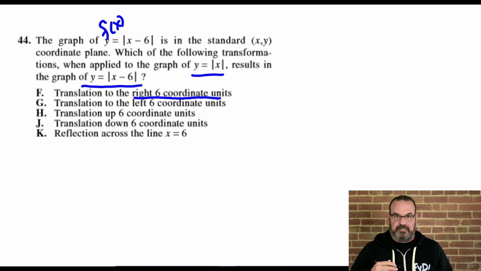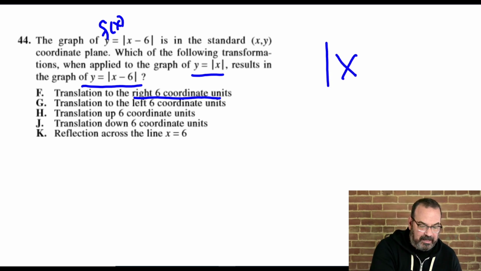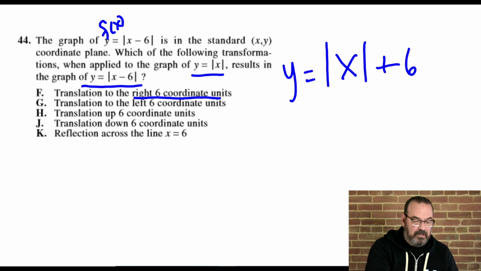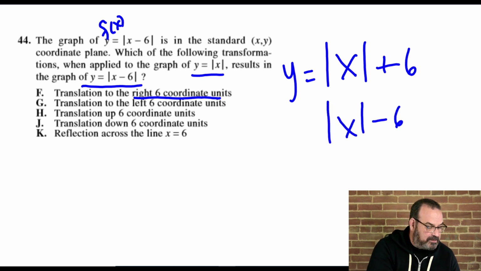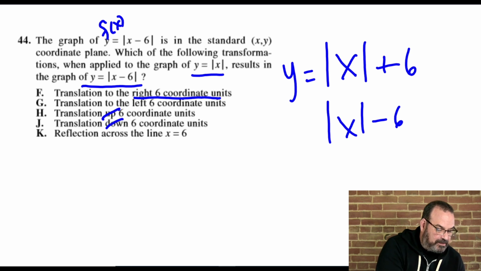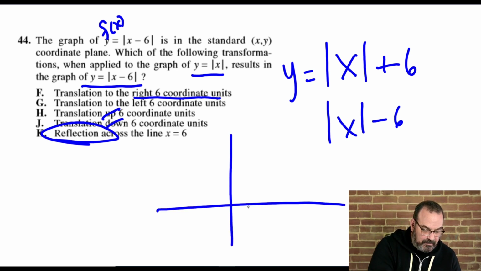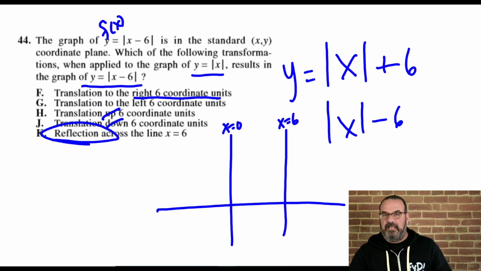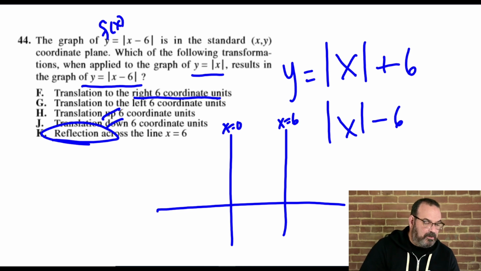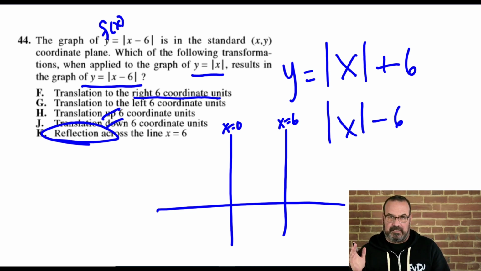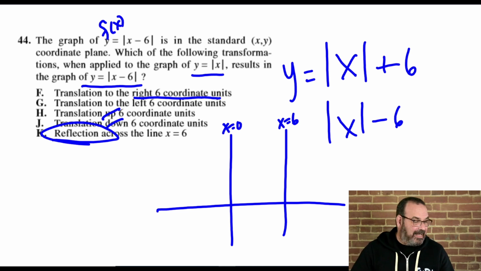We certainly know that it's not up or down because that would be y equals the absolute value of x, plus 6 is moving up 6. Absolute value of x minus 6 is moving down. So up and down is wrong. And then reflect across the line x equals 6: here is the line x equals 0. Here is the line x equals 6. That's a whole other question. It's just a completely wrong answer. But most students get this wrong because of subtracting. They say it moves it to the left, and that's adding.